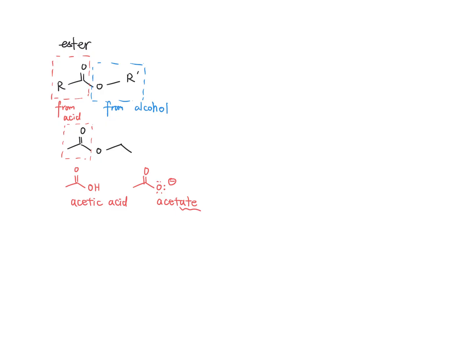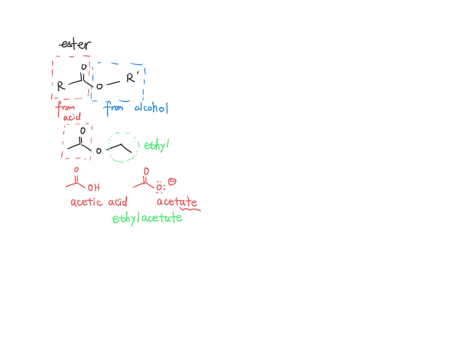And then we are going to look at what this group right here is. From the alcohol, this alcohol has an alkyl group. So now we are going to put this alkyl group like a substituent in front of the parent chain, and we call it ethyl acetate. So that is how we name it.